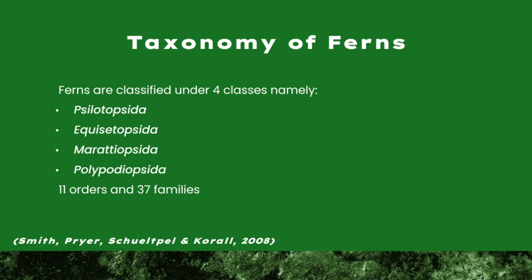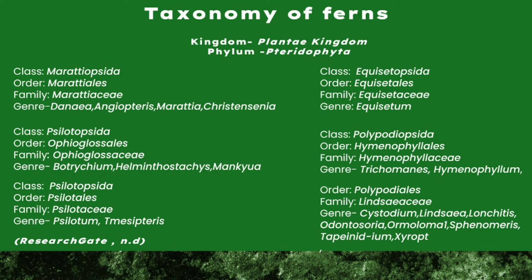Now let's get into the taxonomy of ferns. Ferns are classified under four classes, namely Psilotopsida, Equisetopsida, Marattiopsida, and Polypodiopsida. It should be noted that fern is a general name given to species of ferns under different classifications. There are 11 orders and 37 families in ferns.